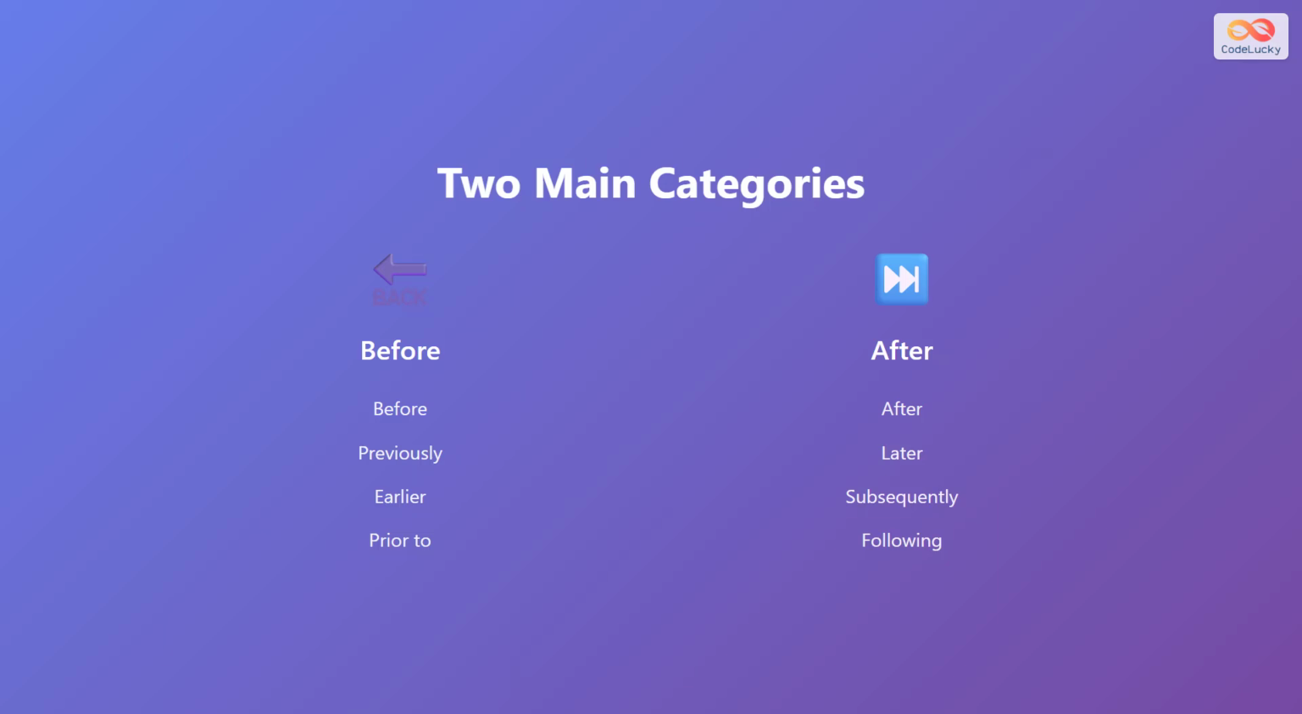There are two main categories of sequence words. The first category is before. Words like before, previously, earlier, and prior to all show us events that happened in the past. The second category is after. Words like after, later, subsequently, and following show us events that happen next or in the future. These two categories help us organize our thoughts and make our speaking clearer.